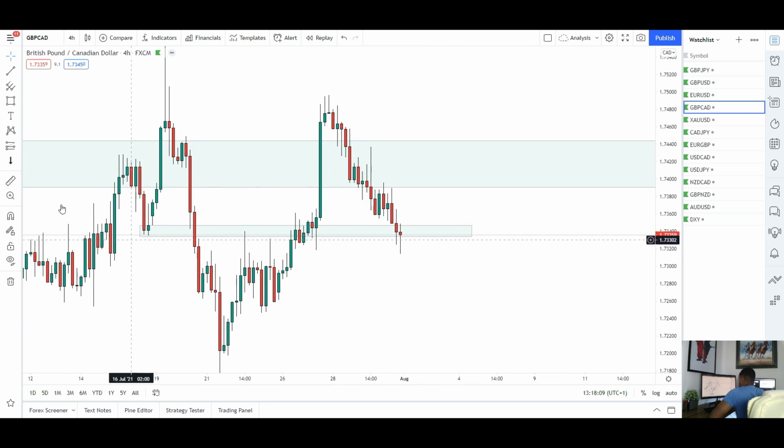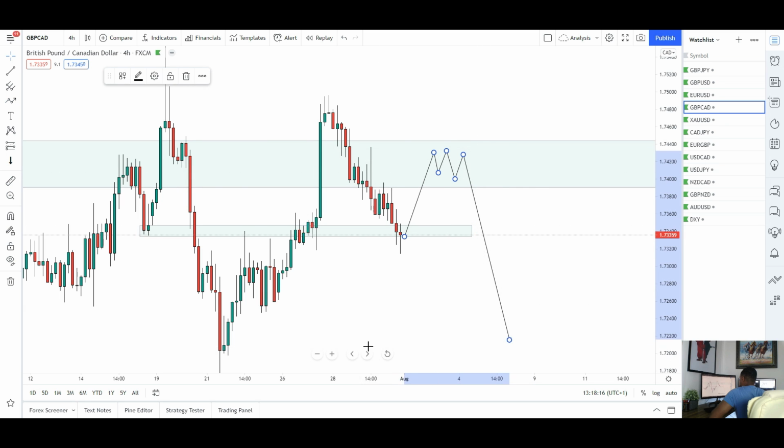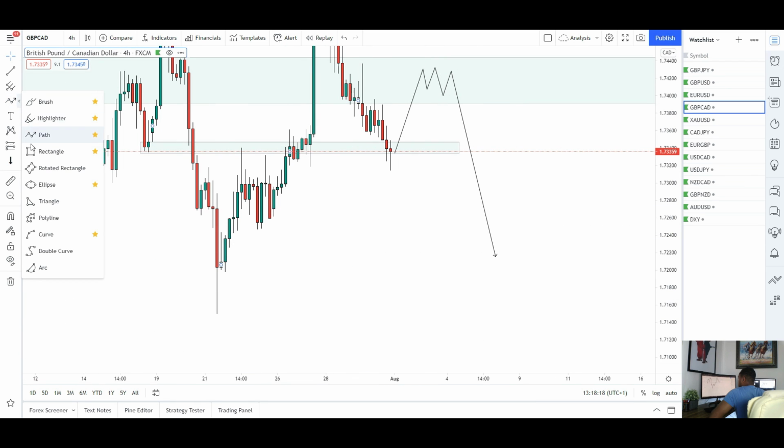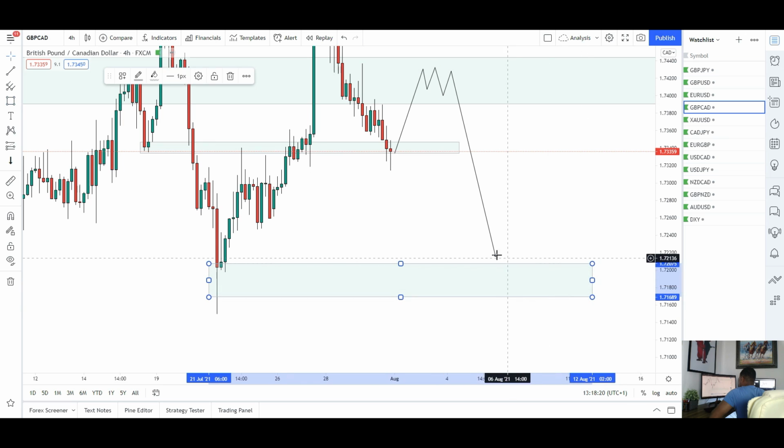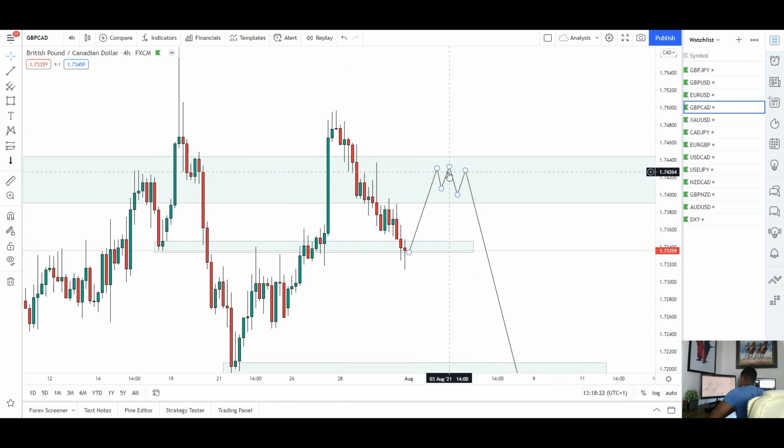We're coming into a really nice area of support. So I think for pound CAD, looking for a push to the upside, looking for a formation of a lower high, and then look to take that back down again. I still think pound CAD can see a push back into these lows down here. But first, I think we'll see a movement to the upside.